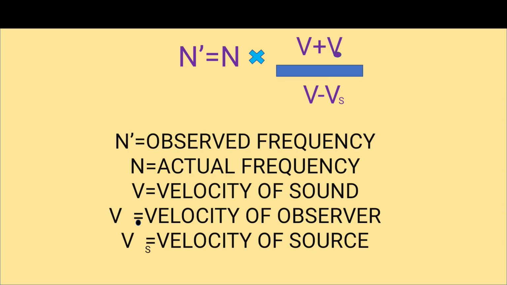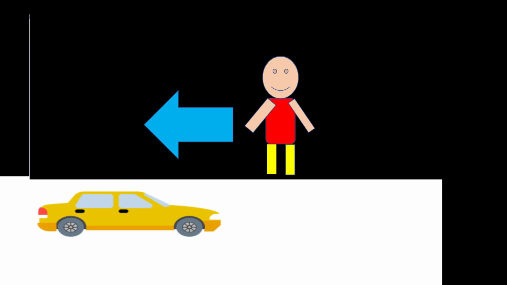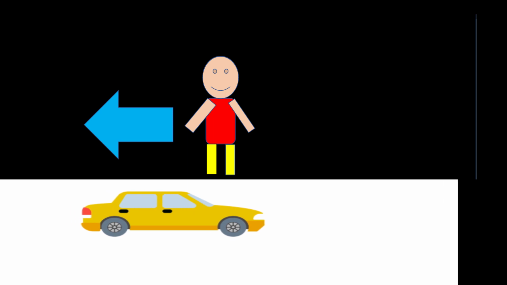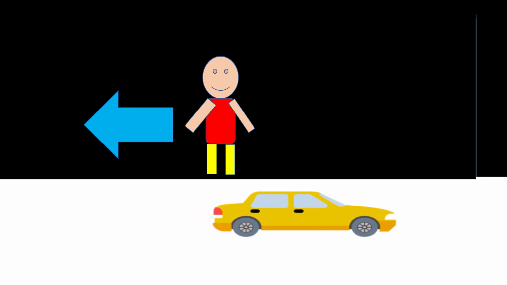This equation over here is the equation that determines the change in frequency due to the Doppler effect. In this equation, V represents the velocity of the sound waves, Vo represents the velocity of the observer, and Vs represents the velocity of the source. Note that this equation assumes that the source and the observer are moving towards each other. They both are moving towards each other.